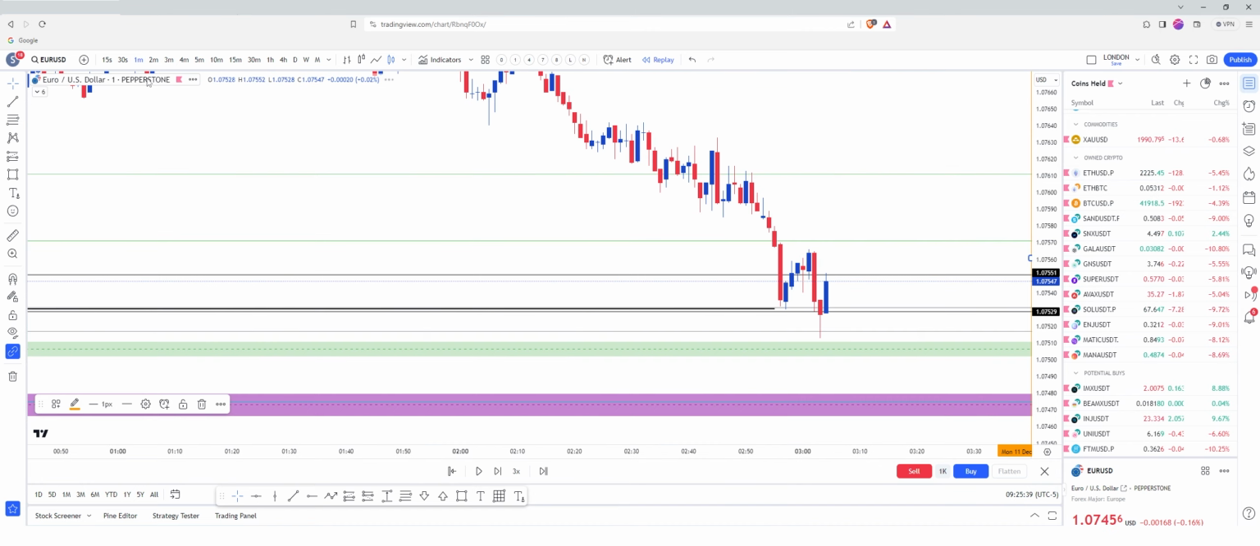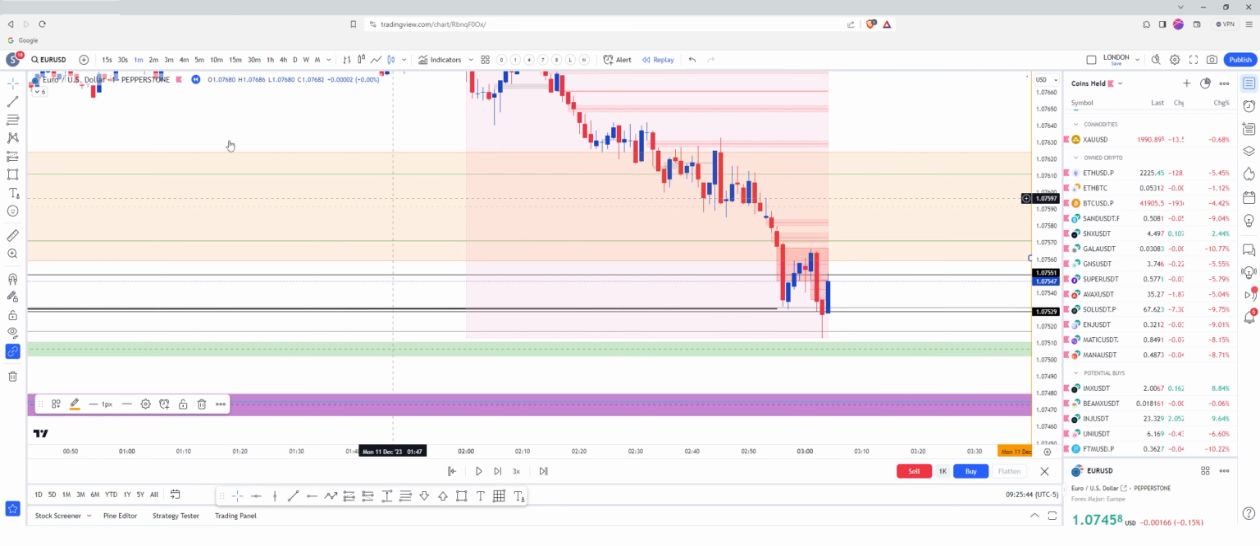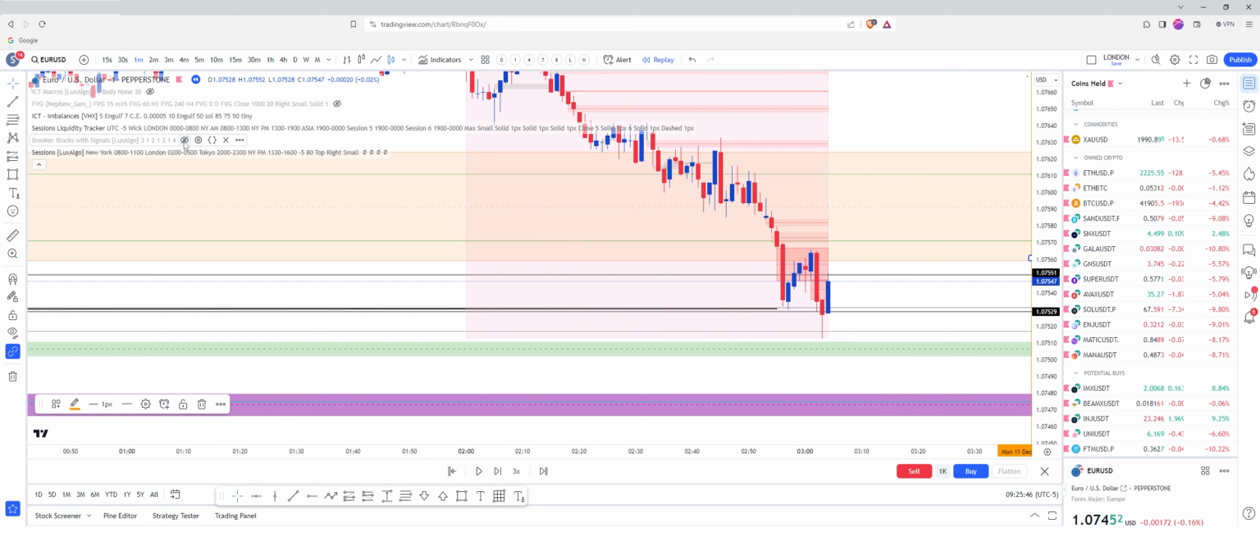Because we've swept liquidity, I will drop to a 1 minute time frame. And at this point, we're looking for our unicorn entry model. I'm going to turn on my breaker block with signals indicator. So this is by Lux Algo.